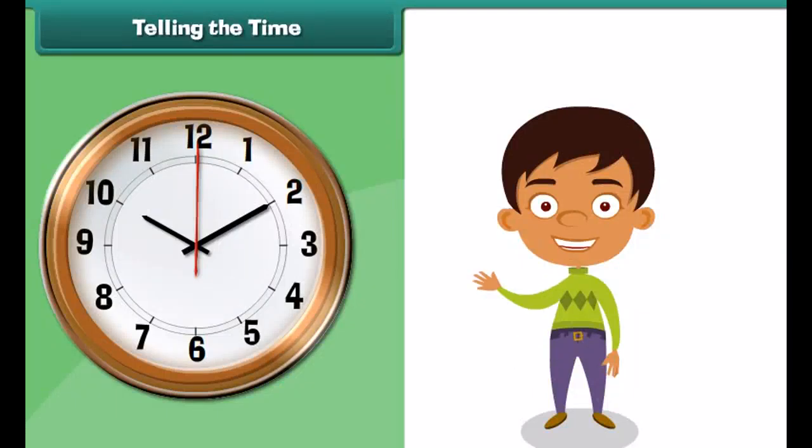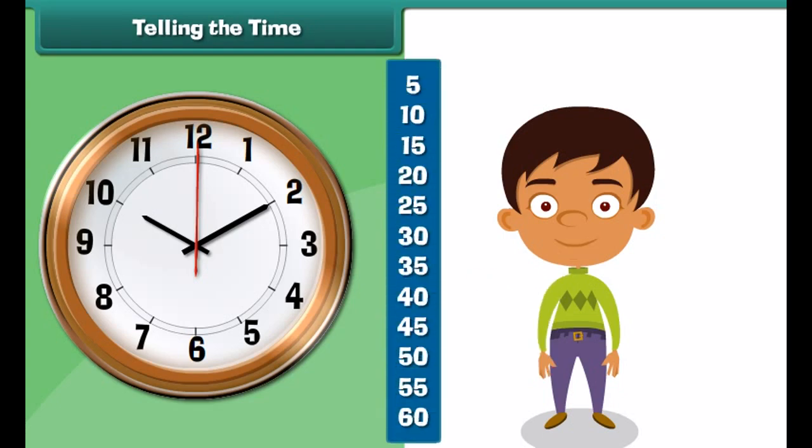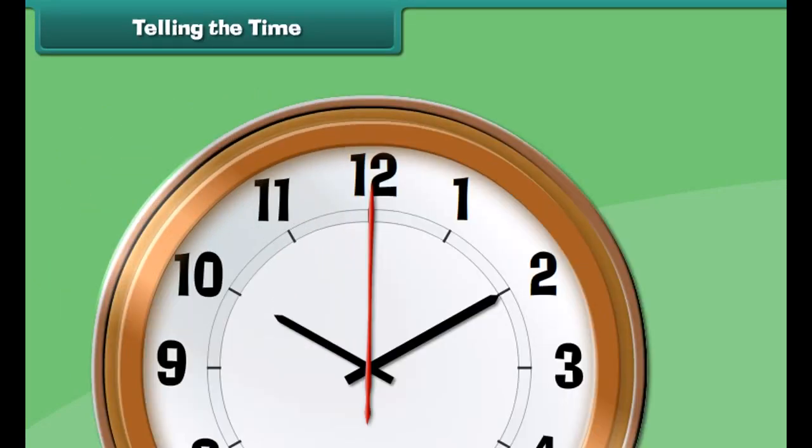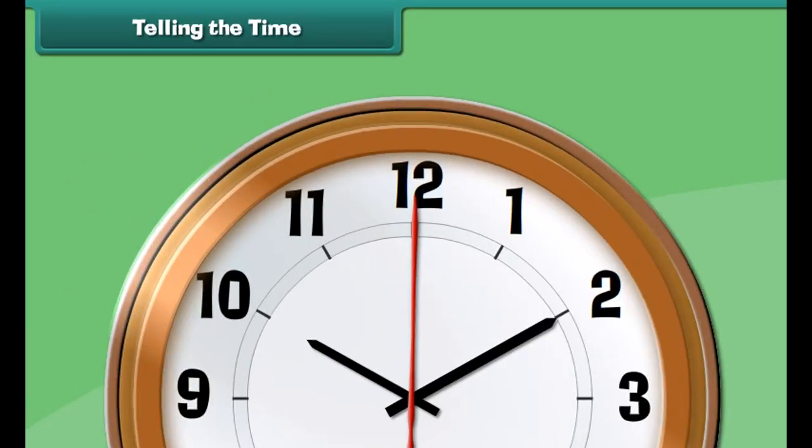Let us now learn to read time. Do you all know the table of 5? Let's revise it. The table of 5 is displayed on screen. You can read the time easily if you know the table of number 5. The minute and hour hands are read differently.